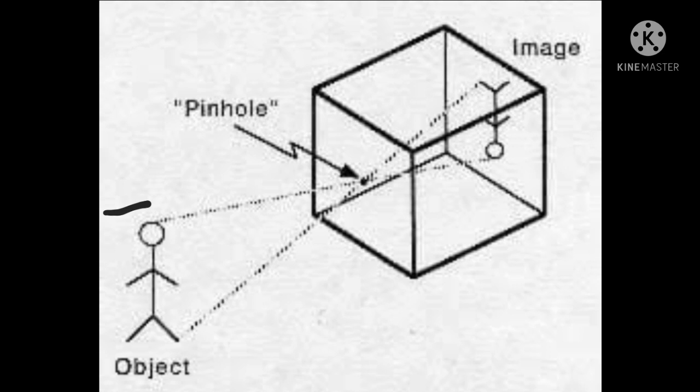Yes. The picture seen in the pinhole camera doesn't show the color of the object on the other side. And the images are not erect. These are upside down, or we say the images are inverted.